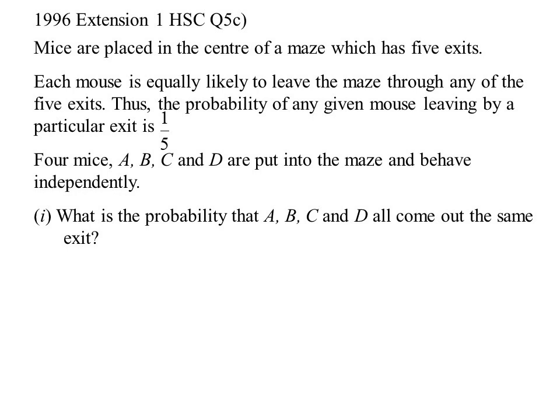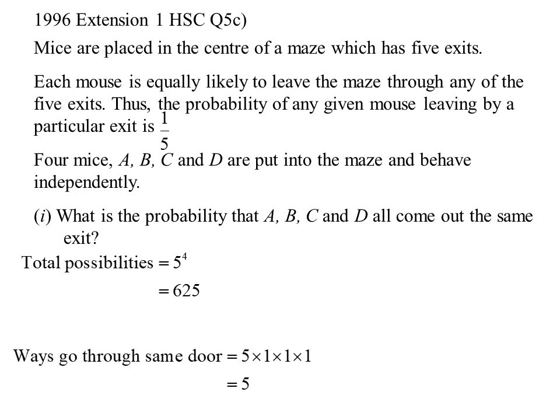Well, it's a probability question, so I need to know the whole sample space. So the first thing I work out is how many possibilities. It's going to be 5 to the power of 4, because each of those mice have 5 different exits they could go through. So 5 times 5 times 5 times 5. Okay, now it's out of 625.